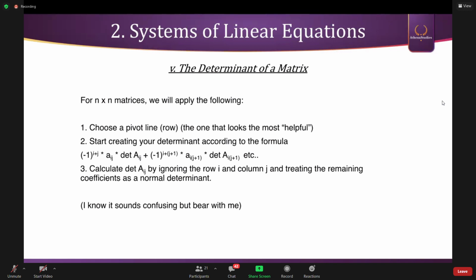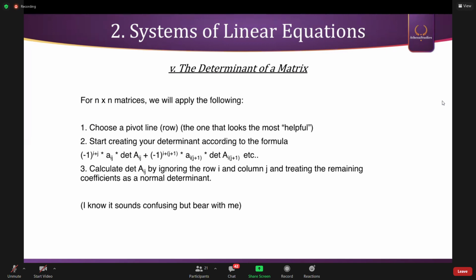So for an n by n matrix, n being more than or equal to 4, we will choose a pivot line or a pivot row. When you choose a pivot row, it means that you have to look through your matrix for a row that looks a little easier to calculate. Maybe it has smaller numbers, maybe it's full of zeros, something like that. That's kind of what you want to look for.